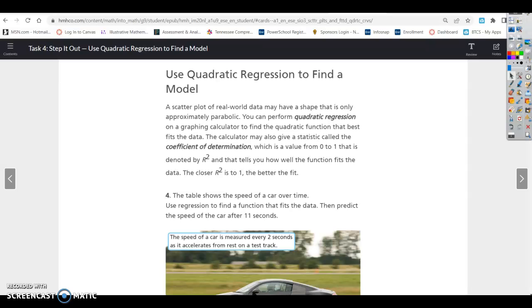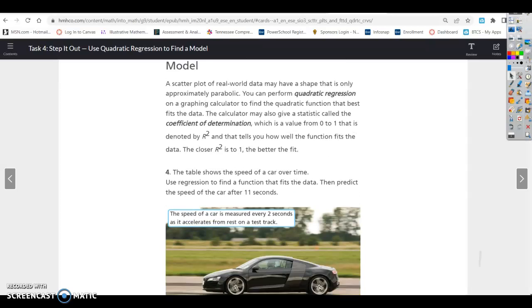The calculator may also give a statistic called the coefficient of determination, which is a value from 0 to 1 that is denoted by r squared, and that tells you how well the function fits the data. The closer r squared is to 1, the better the fit. So we're talking about a scatter plot, and on the scatter plot, the closer the points are to 1, sometimes -1, the closer it is to represent that model.